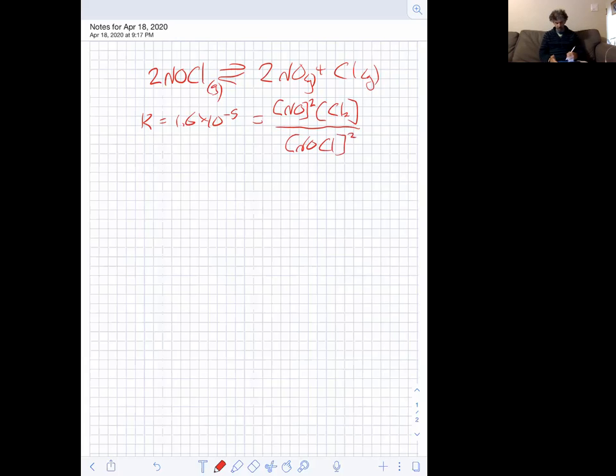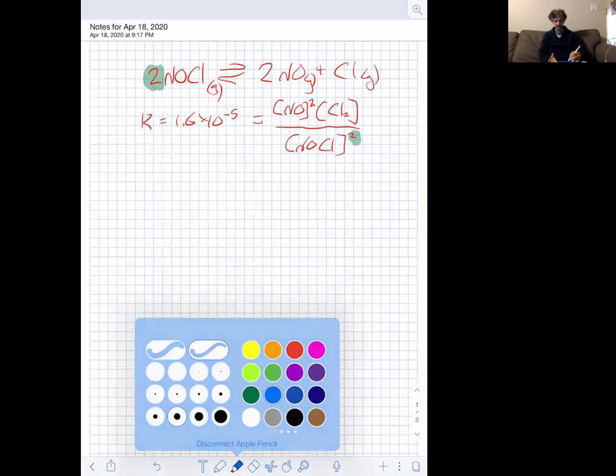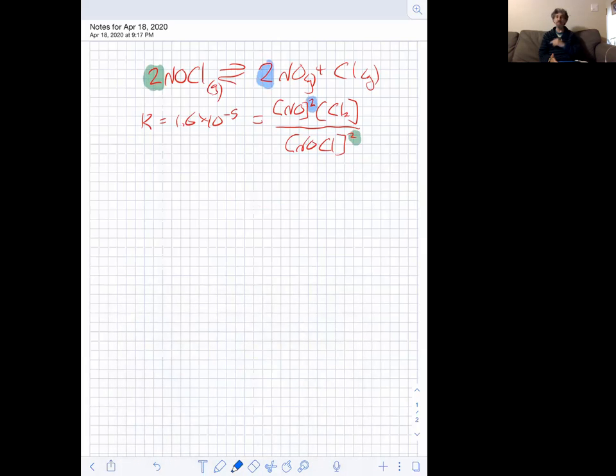And there's one of those wretched little details that you've got to keep track of. Because of those 2's in the balanced equation, this 2 here translates to that 2 there. This 2 here becomes the power of 2 down in the denominator. Nope, said it backwards, sorry. This 2 here is this 2 here, and this 2 here is this 2 here. Let me just color code those so you can see it a little easier. That 2 becomes that 2, and this 2 becomes that 2.